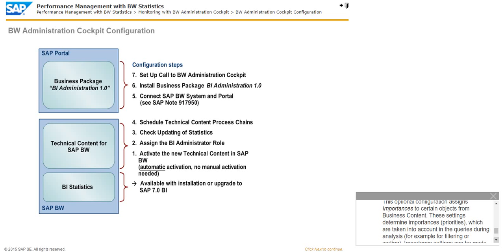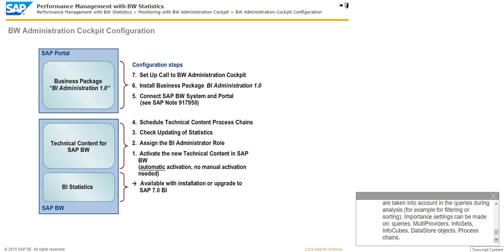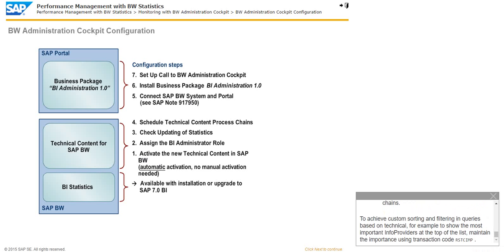This optional configuration assigns importances to certain objects from business content. These settings determine importances or priorities which are taken into account in the queries during analysis, for example, for filtering or sorting. Importance settings can be made on queries, multi-providers, infosets, infocubes, data store objects, process chains. To achieve custom sorting and filtering in queries based on technical content, for example, to show the most important info providers at the top of the list, maintain the importance using transaction code RSTCIMP.